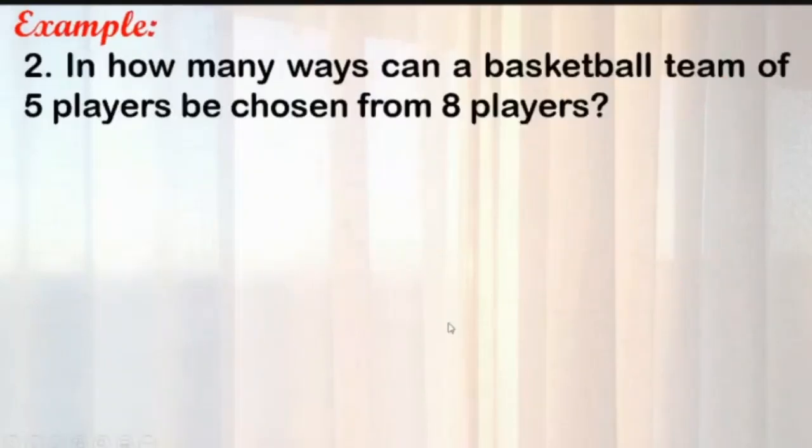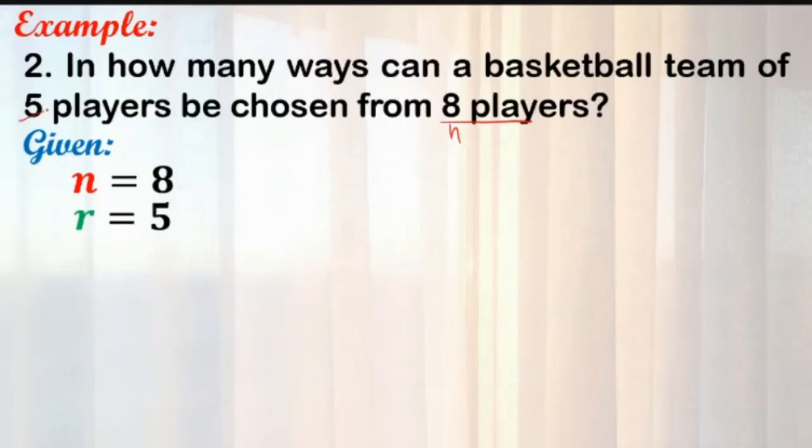Let's have another example. In how many ways can a basketball team of 5 players be chosen from 8 players? Again, identify your given. n is 8 players and r is 5. Next question: what will be your working equation? Okay, analyze the problem. Does the problem involve permutation or combination? What do you think? Is the problem for number 2 a permutation problem or a combination problem? Comment down your answer.